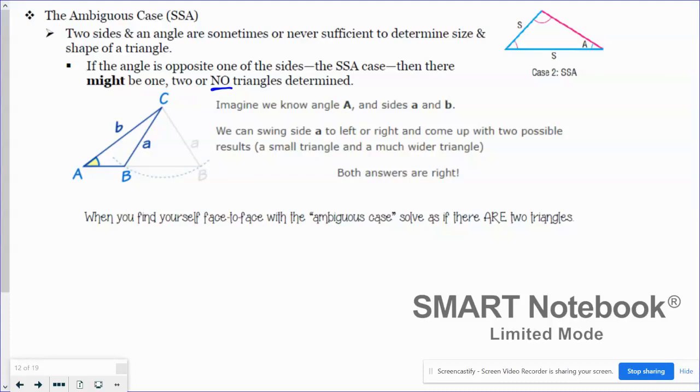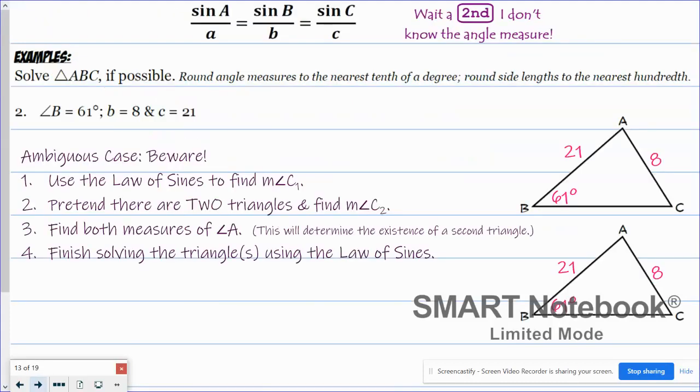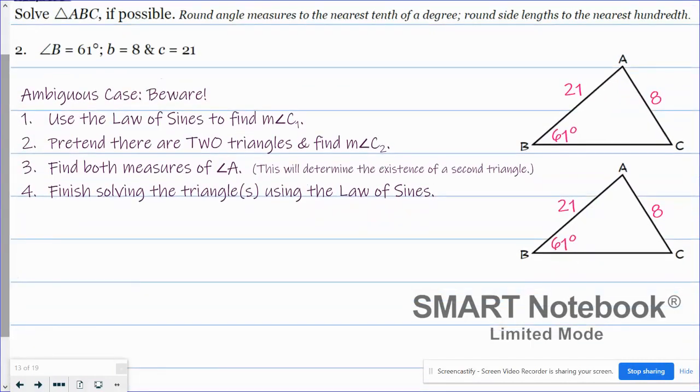Anywho, so when I see that I'm given one angle and two sides, I know this is the ambiguous case. So I want to start off by labeling my two triangles with the given information because I'm literally pretending that there's going to be two triangles. Now, I know this is the law of sines because I do have the buddy system. I'm given angle B and side B, and so I'm able to create my buddy system ratio.